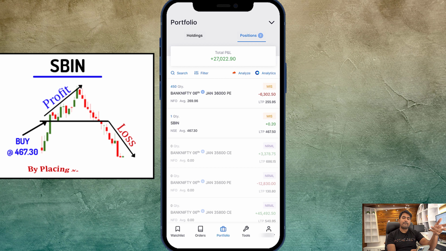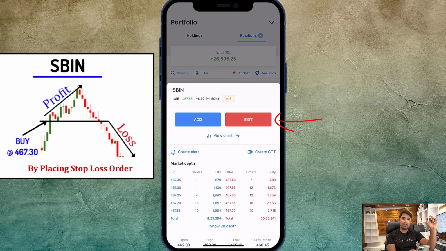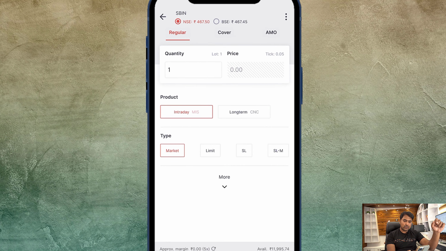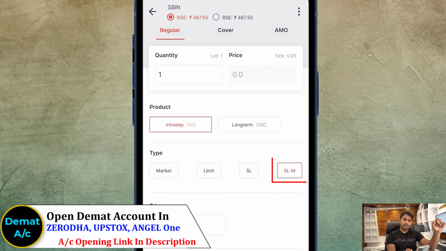How can I do that? By placing a stop loss order. So to place a stop loss order, just click SBIN and then this type of page will open. You have to click the exit button and then select the type: market, limit, SL and SLM. Just select SLM, stop loss market.